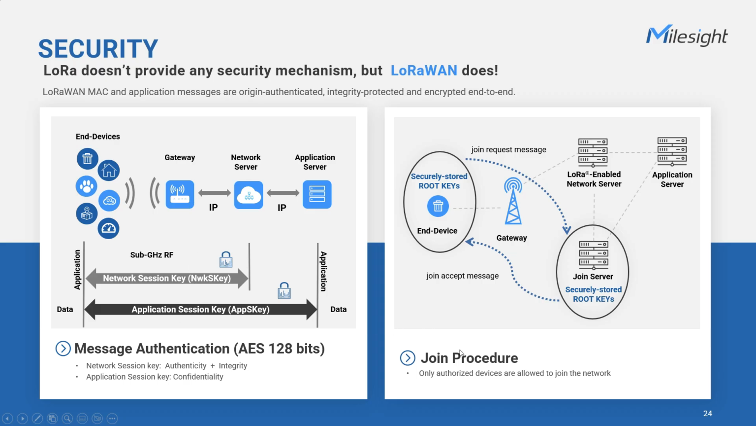The join procedure establishes mutual authentication between an end device and the LoRaWAN network to which it is connected. Only authorized devices are allowed to join the network. LoRaWAN MAC and application messages are origin authenticated, integrity protected, and encrypted end to end.